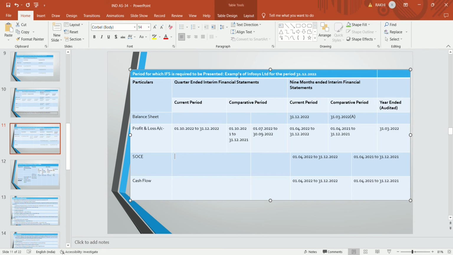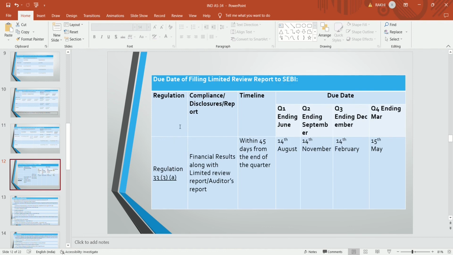Then the statement of changes in equity will be from 1st April 2022 to 31st December 2022 in the current period, and in the comparative period 1st April 2021 to 31st December 2021. Cash flows will be 1st April 2022 to 31st December 2022, and the comparative figure will be 1st April 2021 to 31st December 2021. Now, the due date of filing the LR, that is the limited review report, to SEBI.